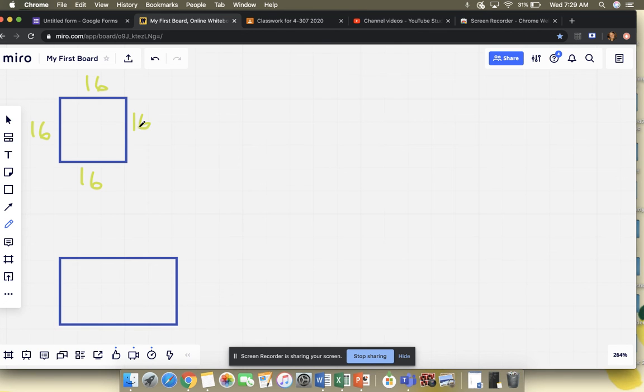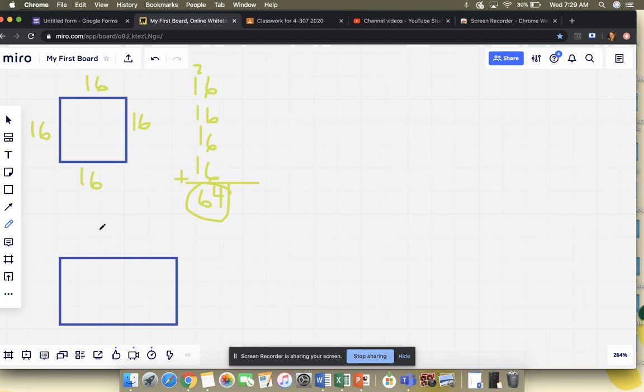This only works for squares. And then we could just add them all up. 16, 16, 16, 16. This is 24. 4, 5, 6, 64. All right, so with squares, you still can find the perimeter. You can still walk around the perimeter of a square. It's just all going to be the same. It's the same length on all sides. But let's go back to our rectangles.